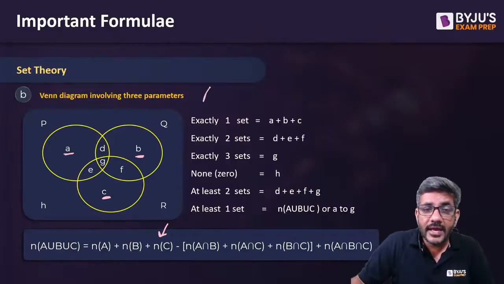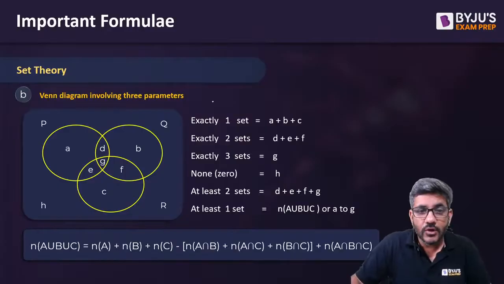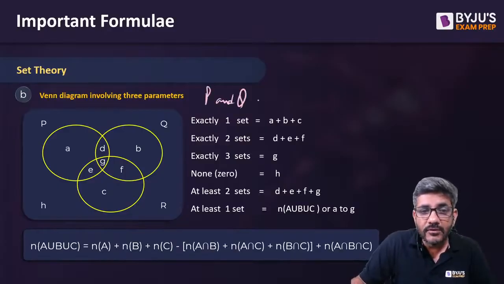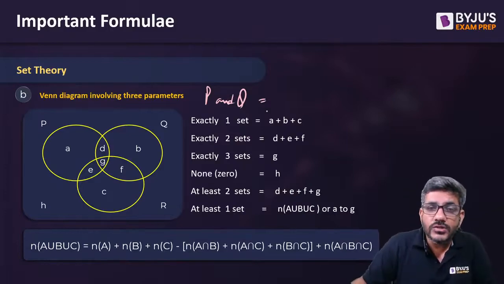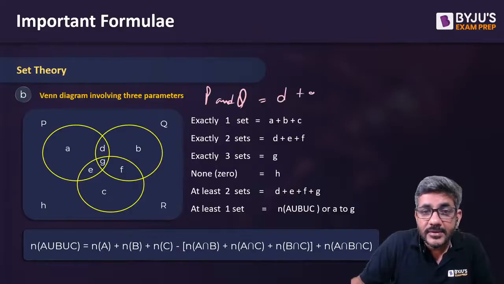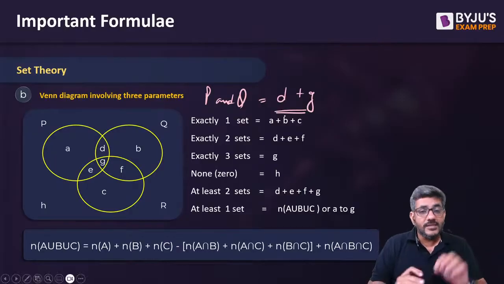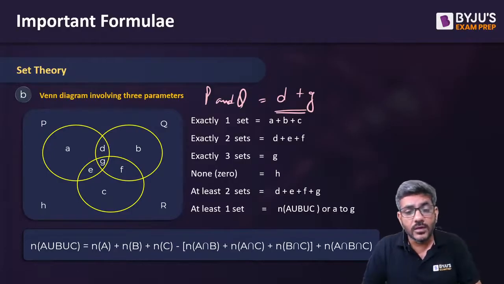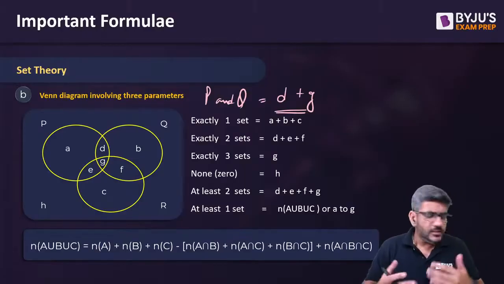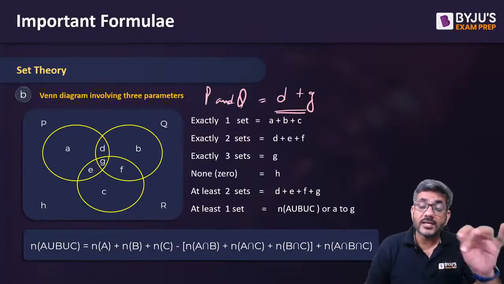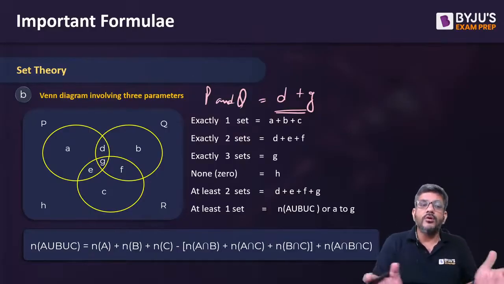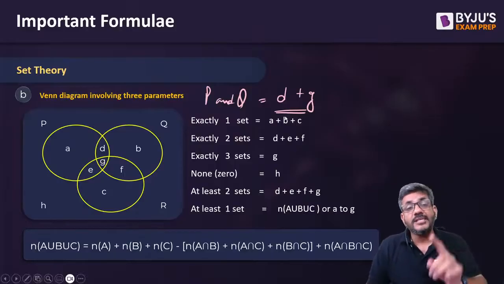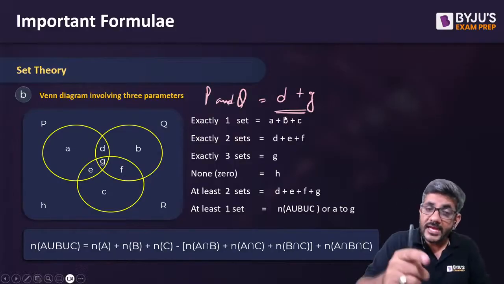When I talk about P and Q, can you tell me which area represents P and Q? Common mistake होती है इसमें. P and Q is not represented by D, it is represented by D plus G. ध्यान से सुनिएगा, P and Q का मतलब है values which are there in P as well as in Q. Are they in R? Does that make a difference? No, it does not. If a value is in P as well as Q, that will be taken in P and Q. तो D और G दोनों उसमें लिखे जाएंगे because D और G दोनों P और Q में आते हैं.